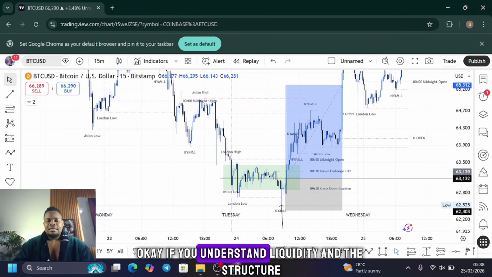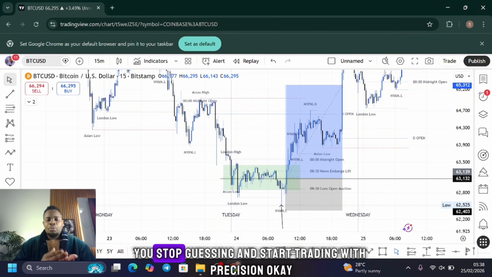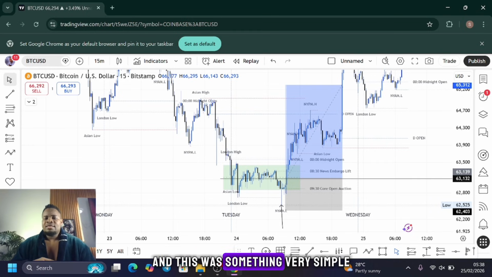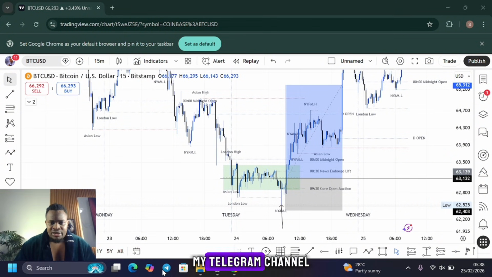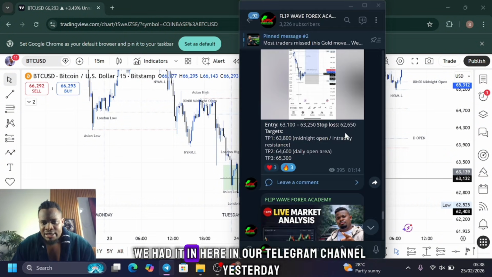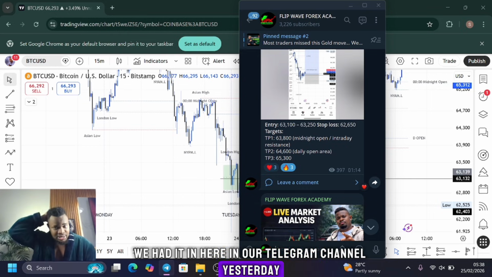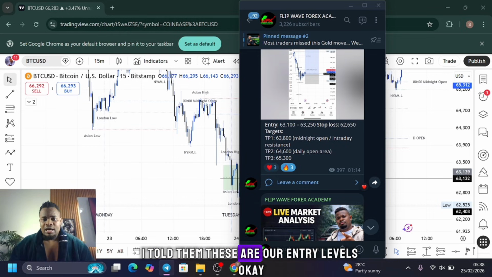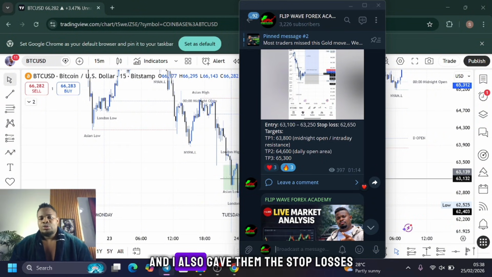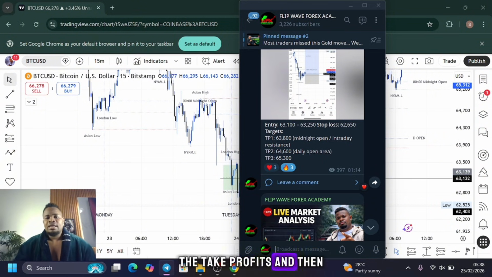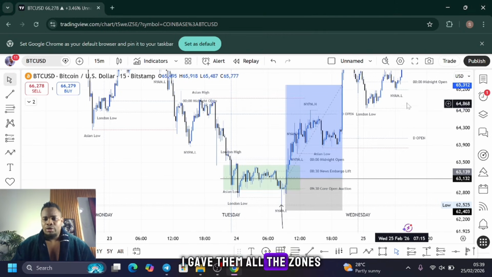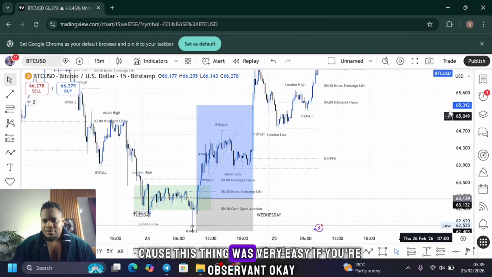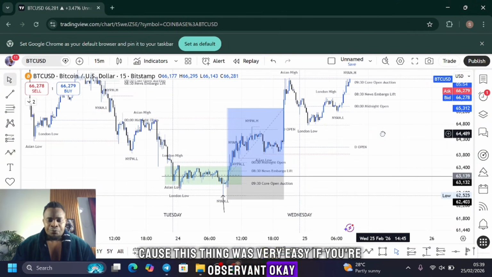If you understand liquidity and structure, you stop guessing and start trading with precision. This was something very simple. That's why I gave it in my Telegram channel. We had it in our Telegram channel yesterday. I told them these are our entry levels, and I also gave them the stop losses, the take profits, and all the zones, because this thing was very easy if you're observant.